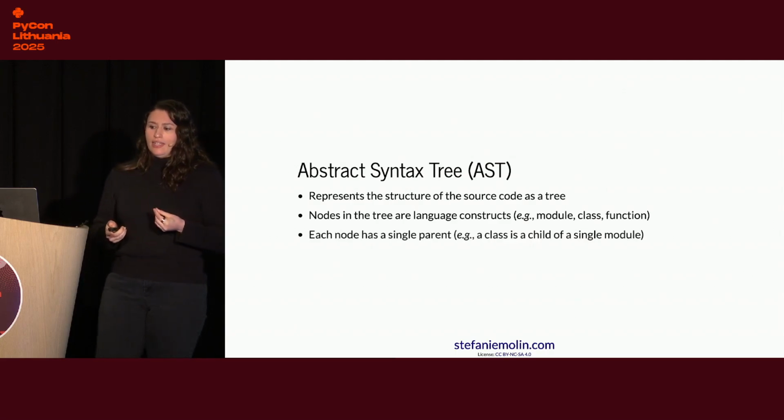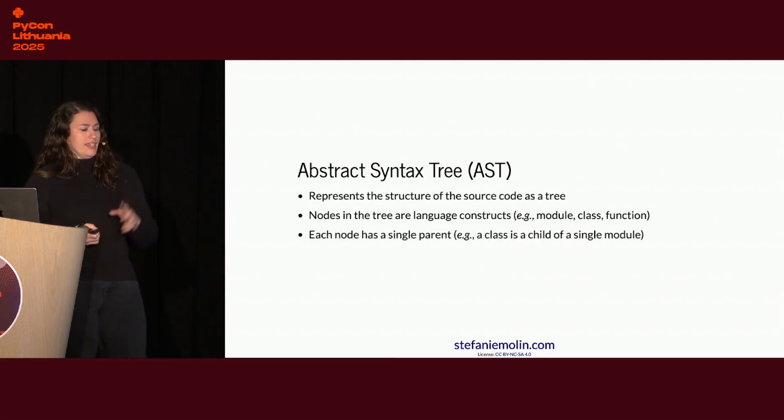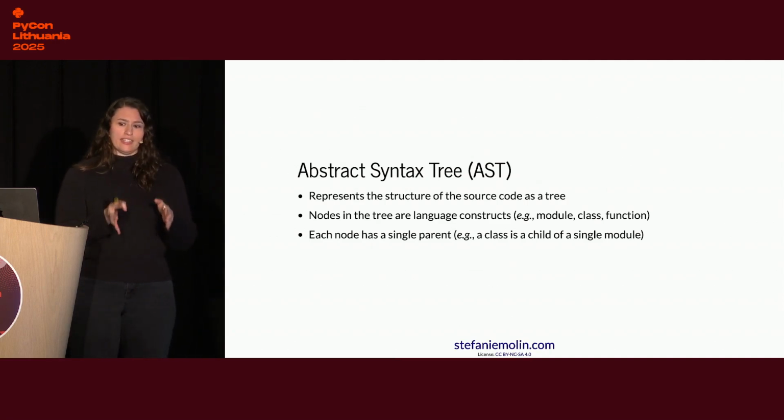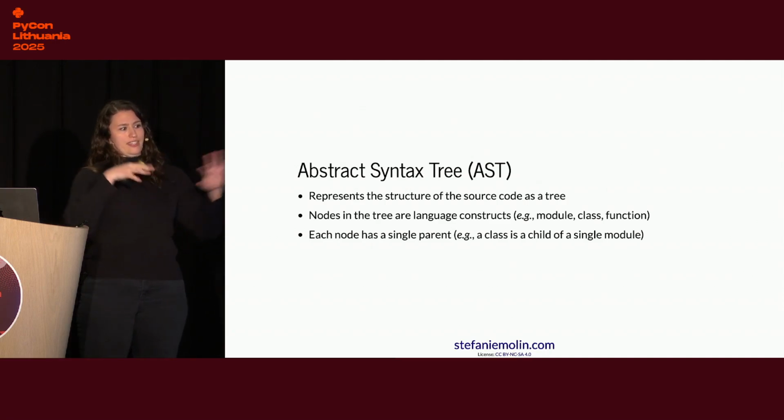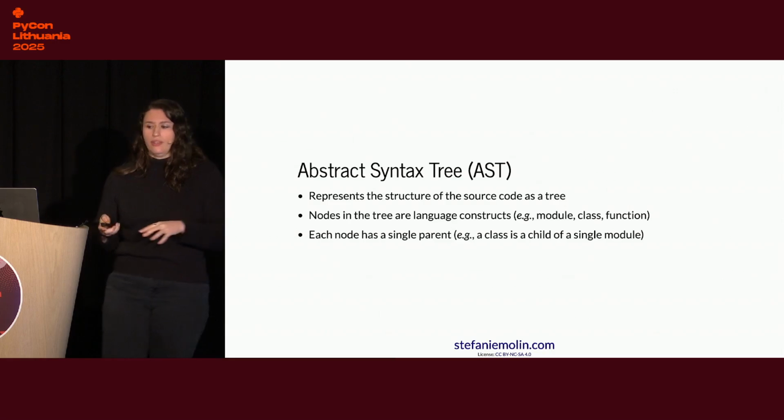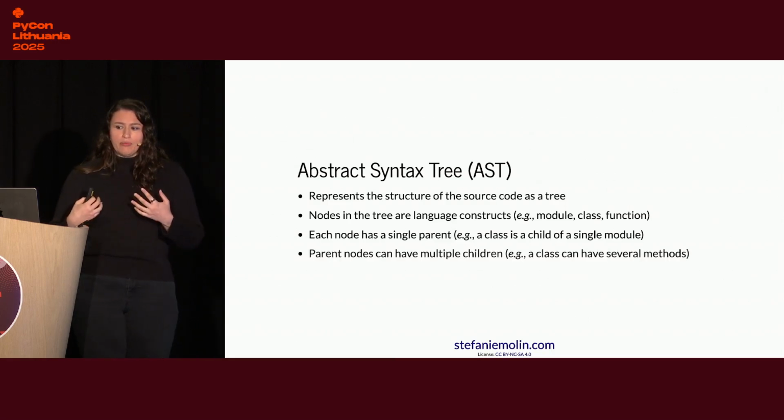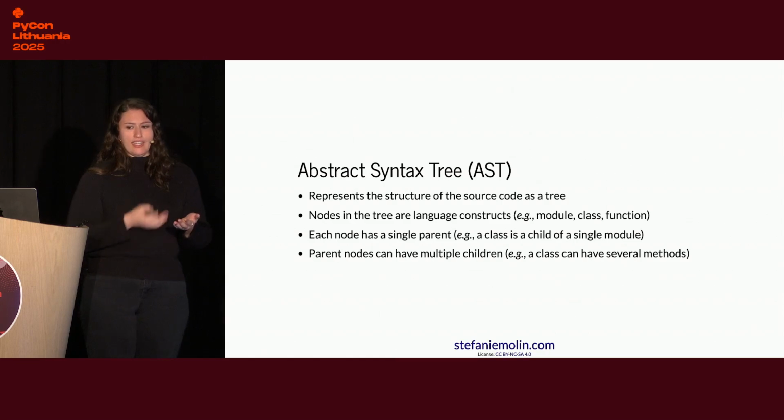Each of those nodes can have a single parent. So if we have a particular class, it's a child of a module. It's not existing in multiple modules. And then parent nodes can have multiple children. You can have a class that has multiple methods, and you can have a module that has multiple classes and functions inside of it.